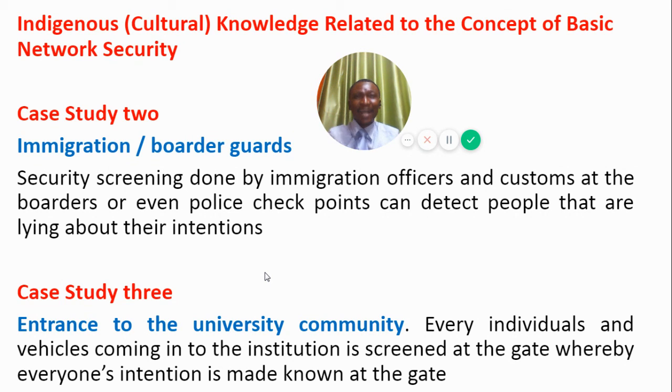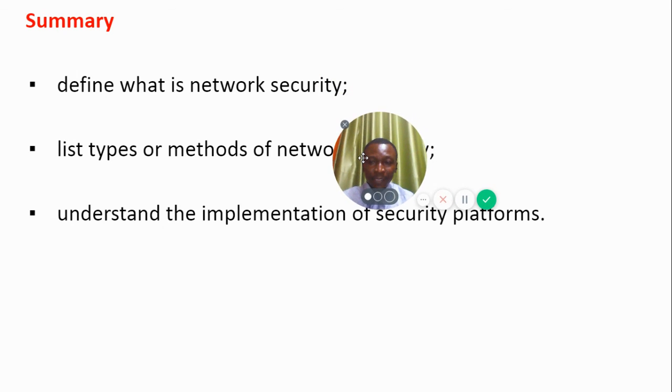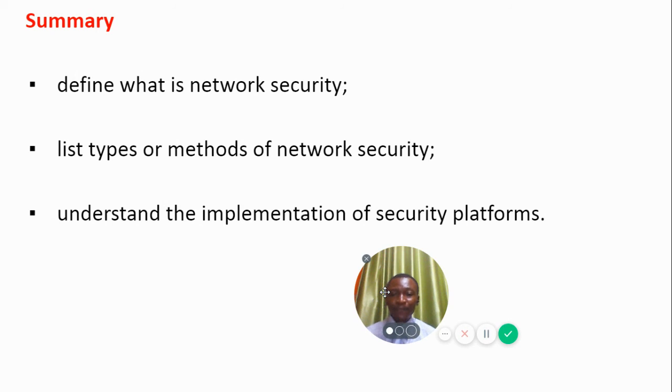So that's just what it means. All these are security measures put in place to checkmate malicious persons. Like authentication is there to checkmate: if you have no business there, you can't go there. Like the firewall is placed there; everything that has to do with so and so must be screened out. In summary, all we've been discussing, we've defined what network security is. We've talked about types or methods of network security, and we've also understood how to implement and put in place all these security platforms.